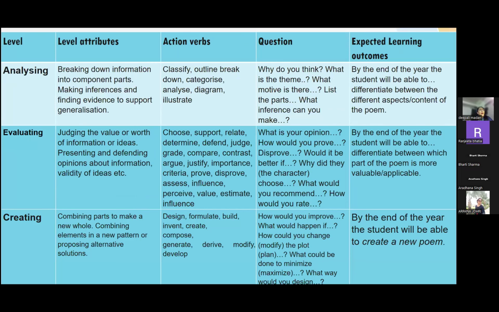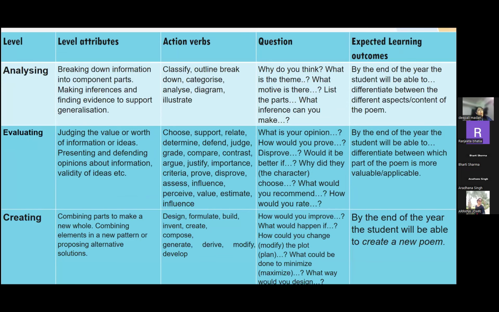Now these are the 3 higher levels of Bloom's taxonomy. So the action words are outline, classify, categorize, analyze. So if you're asking your students to analyze a character or analyze the themes, then you are asking a question under the analysis level of Bloom's taxonomy.